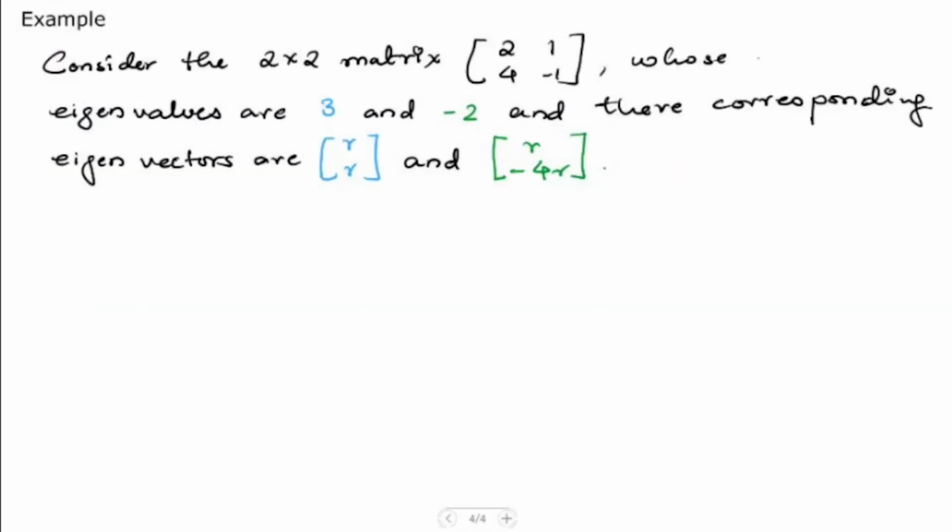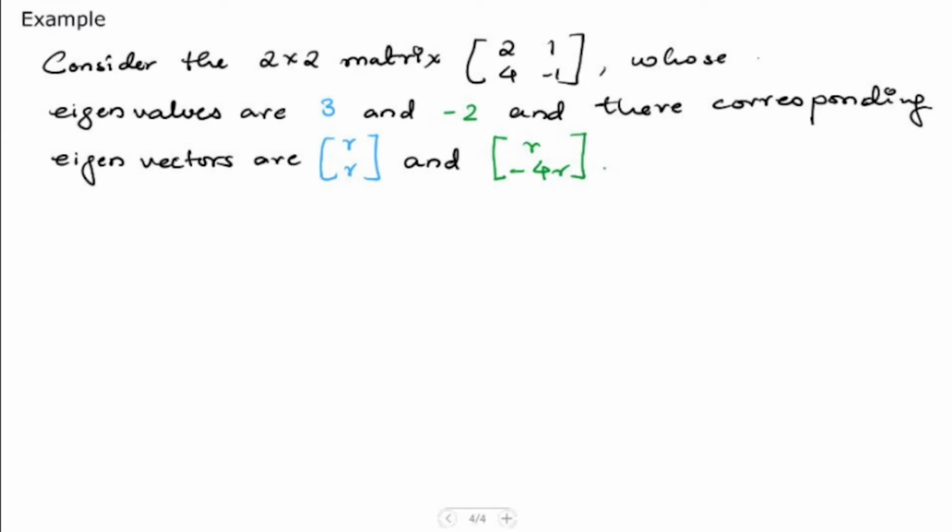Now let's take an example that proves the statement that we just discussed. So let's consider the 2 by 2 matrix, which is 2, 1, 4, minus 1, whose eigenvalues are 3 and minus 2, and their corresponding eigenvectors are r, r and r, minus 4r.